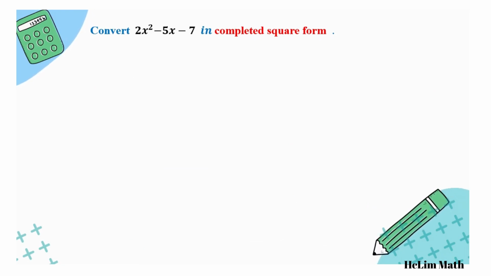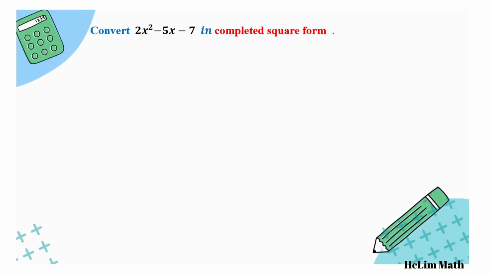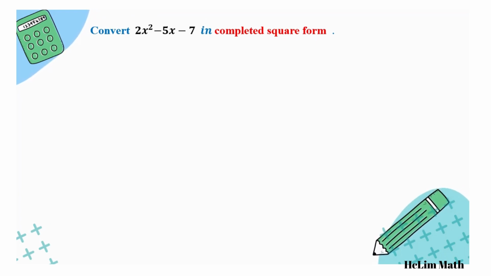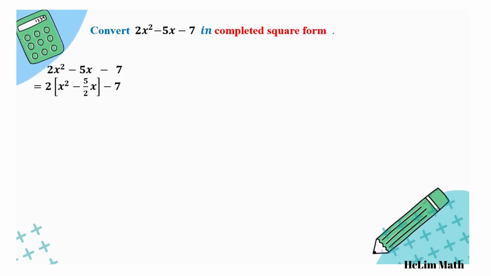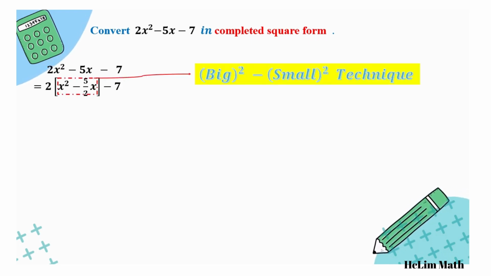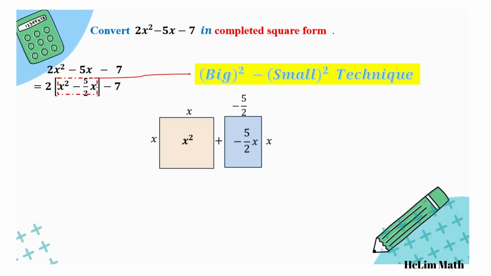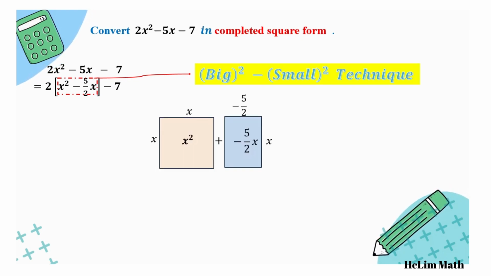How are you going to apply the technique of big square minus small square in converting a quadratic expression where the coefficient of x squared is not equal to 1? For example, we have the expression 2x squared minus 5x minus 7. Before applying the technique, we need to do some factorization as shown on the screen. After that, we are going to represent x squared minus 5 over 2 x geometrically. So we are going to have a square of side x and a rectangle of side minus 5 over 2 and x.